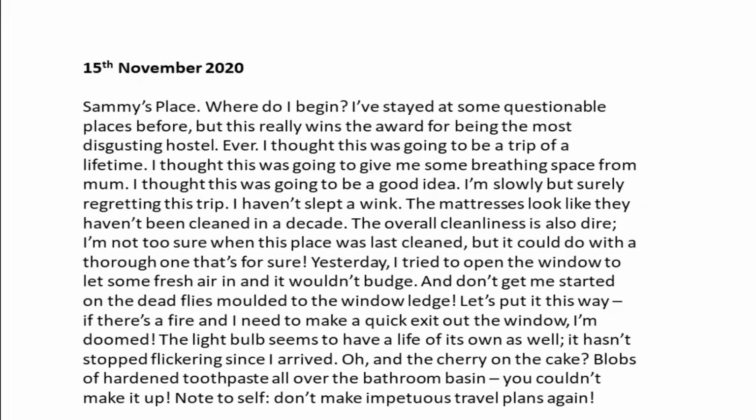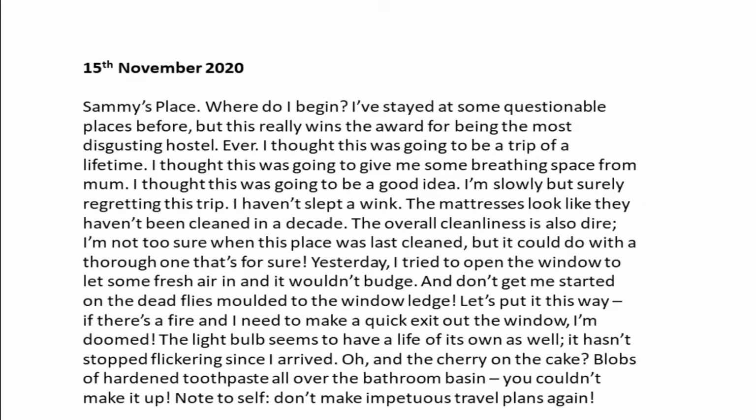Let's put it this way. If there's a fire and I need to make a quick exit out of the window, I'm doomed. The light bulb seems to have a life of its own as well. It hasn't stopped flickering since I arrived. Oh, and the cherry on the cake, blobs of hardened toothpaste all over the bathroom basin. You couldn't make it up. Note to self, don't make impetuous travel plans again.